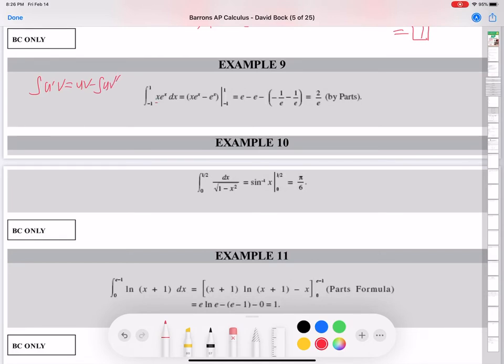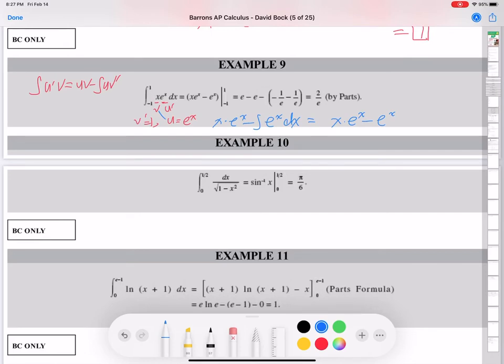So the x part is the polynomial part, that is the v part, and then e to the x is the u prime part. So what is v prime? V prime is 1. What is u? U is the integral of u prime, which is e to the x. And then use this formula, uv, which means x times e to the x, minus integral uv prime, that means 1 times e to the x dx. So x times e to the x. The integral of e to the x is still e to the x, minus e to the x.